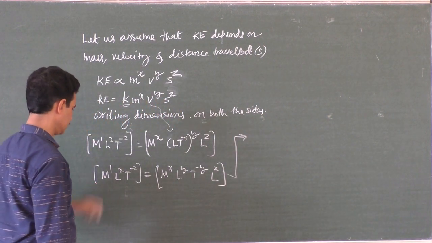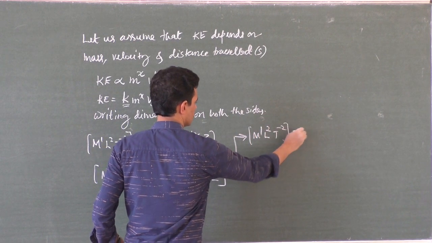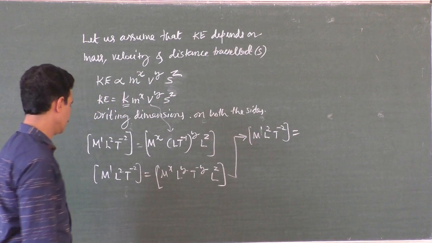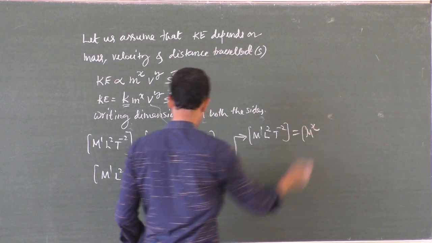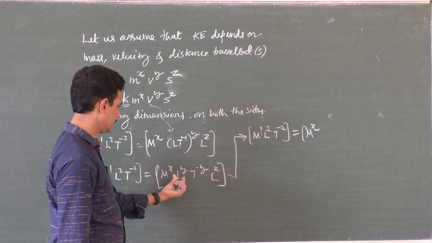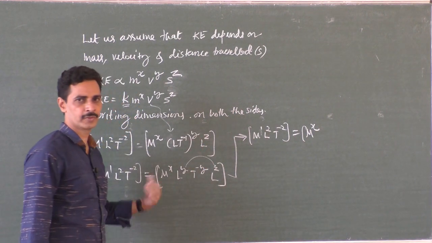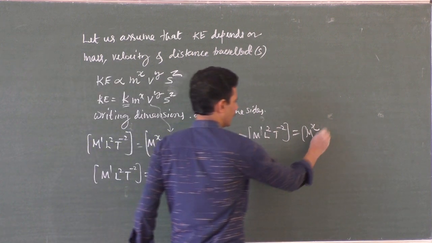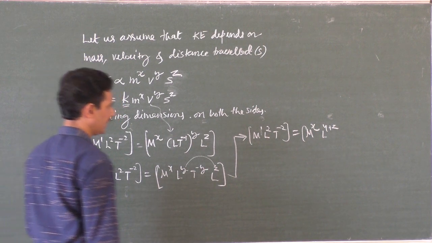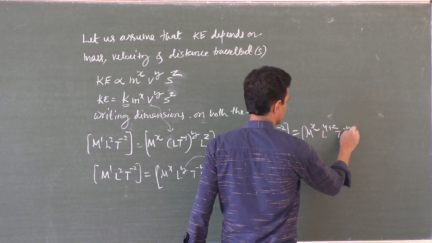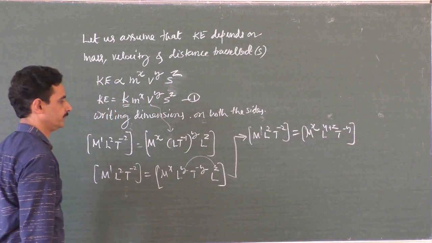M to the power 1, the left hand side we will write as it is. M L square t to the power minus 2 is equal to M to the power x, L to the power y plus z. We can combine these two, since x to the power m into x to the power n is x to the power m plus n. L to the power y plus z, t to the power minus y. So we keep this as equation 1, because we want its values.